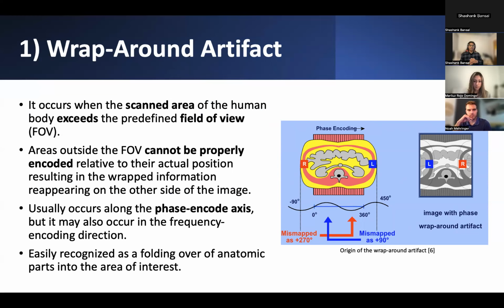On the figure towards your right, you can see that the object is larger than the phase encoding K-space. As a result, the part which is outside the K-space usually wraps around and ends up overlapping on the original object image. This can be recognized over the anatomic parts of the areas of interest.